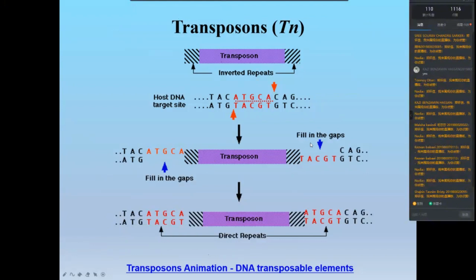But at this time, there are gaps on the two sides, here and here. And the bacterial enzymes will fill in the gaps to fuse the DNA, to make the DNA link together. After this procedure, this transposon will be inserted into the DNA. And also, the red part has two copies now. Here's one copy, here's another copy. So this is how the transposons work.